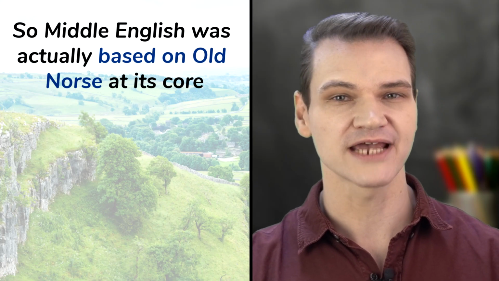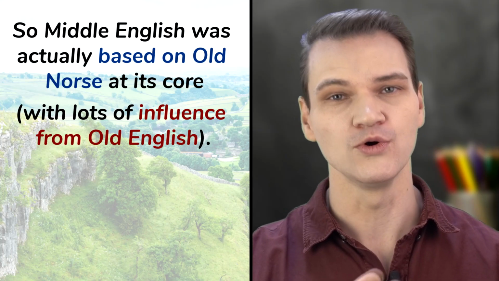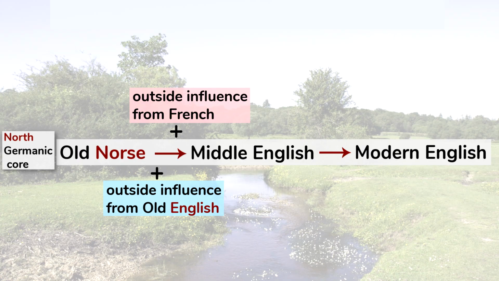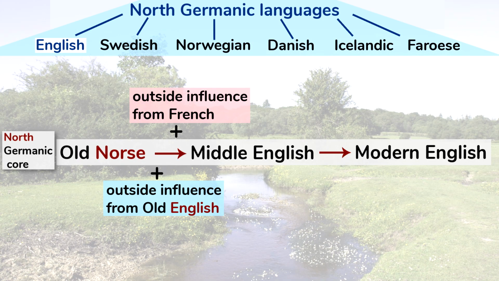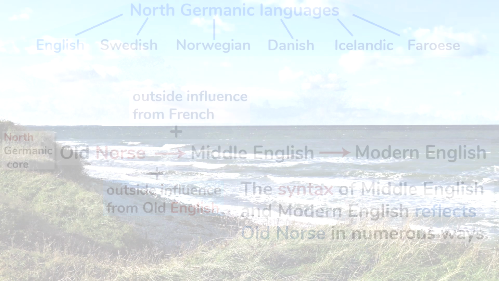So Middle English is actually based on Old Norse at its core, with lots of influence from Old English. So according to this theory, English doesn't descend directly from Old English, but rather from Old Norse, along with Swedish, Norwegian, Danish, Icelandic, and Faroese. The basis of this theory is that the syntax of Middle English and Modern English reflects Old Norse in numerous ways. Here are some examples.